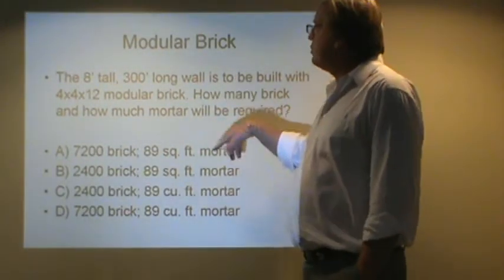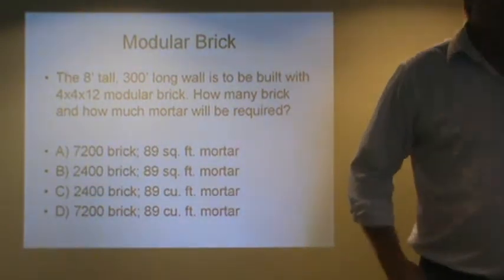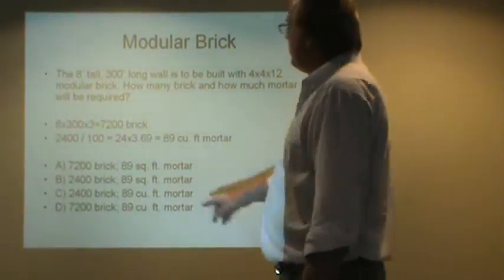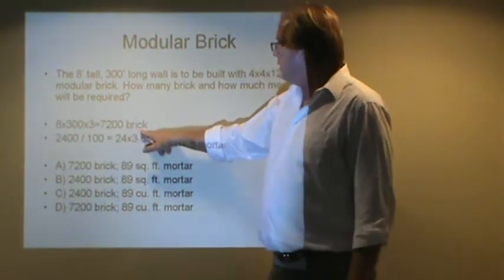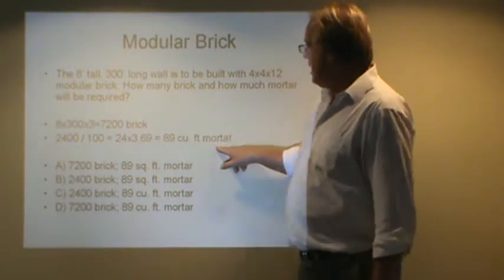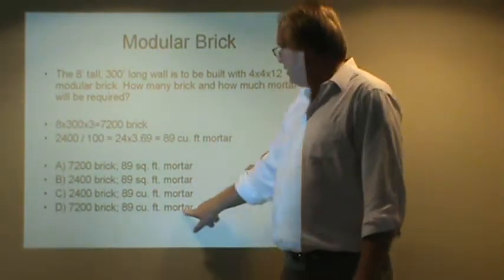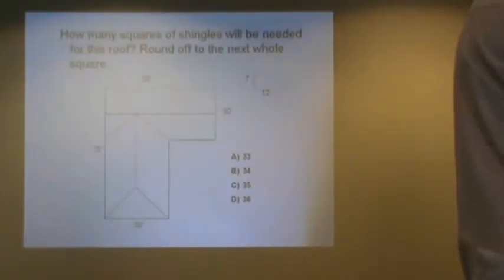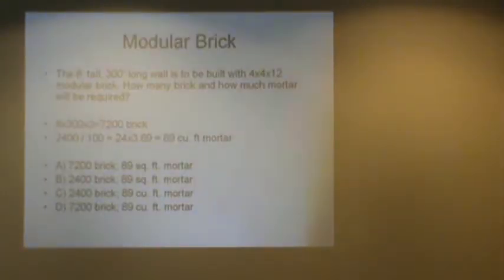So it's 2,400 square feet of wall. It'd be 24 times 3.69. So we're going to work it out just like this. 8 times 300 times 3 is 7,200 brick. 24 divided by 100, 24 times 3.69, 89 cubic feet of mortar. The answer is D. There you go. You can do this.